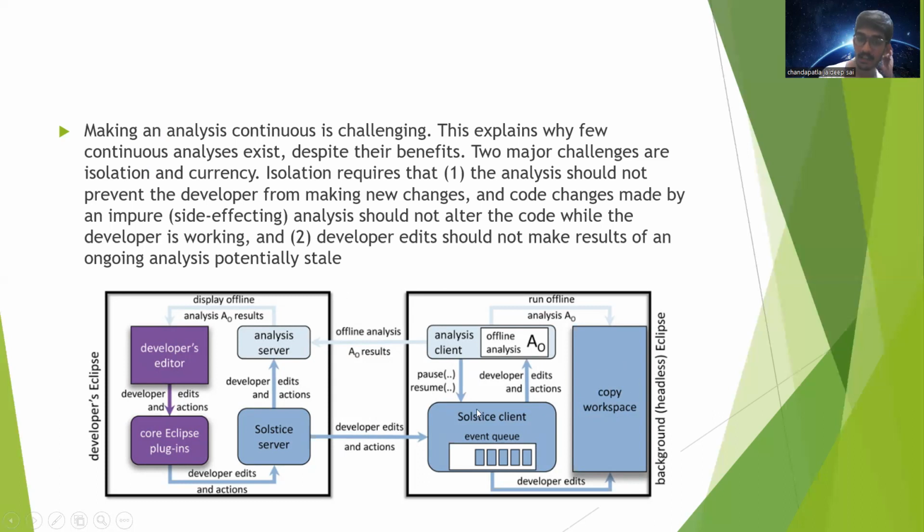And here in the Solstice client event queue, the changes are arranged in a queue fashion, and the developer edits and actions are stored in the offline analysis. Here the analysis client is present, which checks what changes have been made. And if the changes are okay, then resume the work or pause the work is performed.